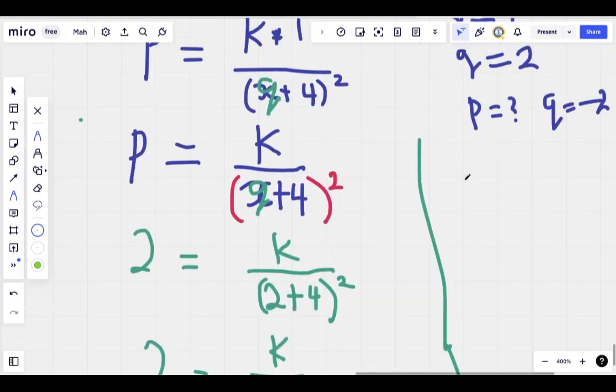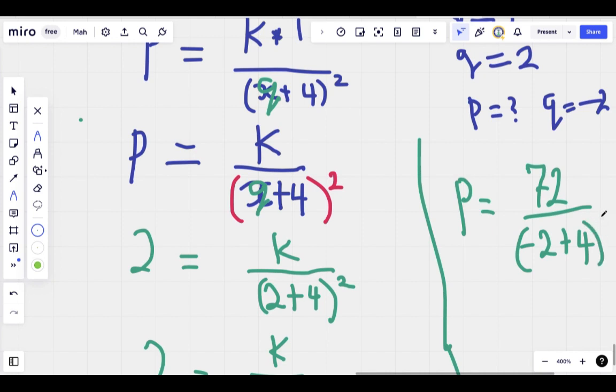Now, p will be equal to what? Because we already have k, p equals the value of k, which is 72. So I write 72 in the numerator over, they've told us q will be negative 2, so negative 2 plus 4. Remember this function, q plus 4. Negative 2 plus 4 raised to power 2. Negative 2 plus 4 is 2, and 2 squared is 4. So p will be 72 over 4.